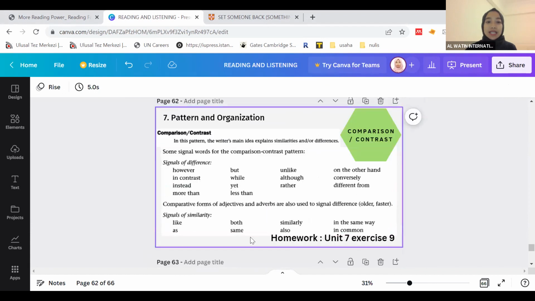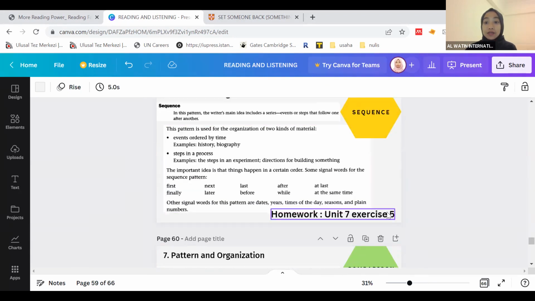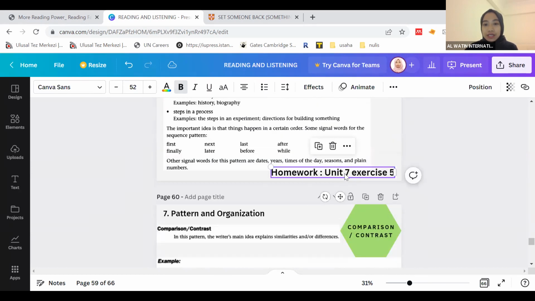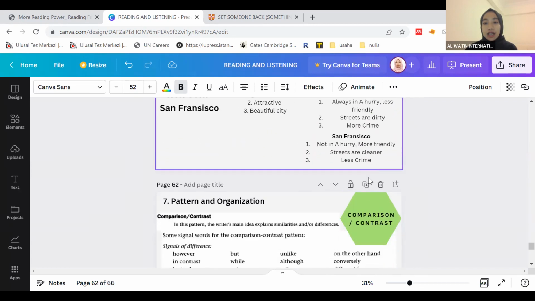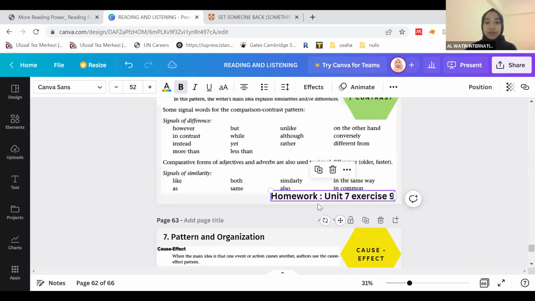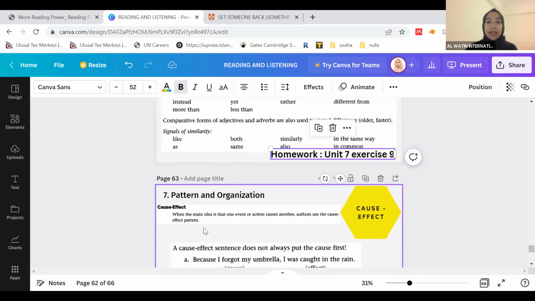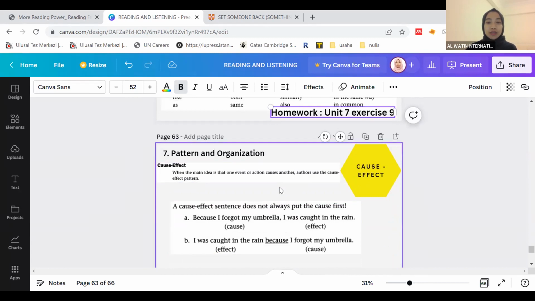For comparison, I will give you homework: Unit 7, Exercise 9. Previously we had Exercise 5, also in Unit 7, since we're still in Unit 7. And for the comparison, Exercise 9. So that's 2 points. I will continue. We still have around 20 minutes.